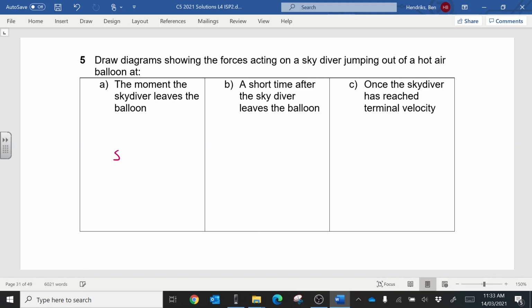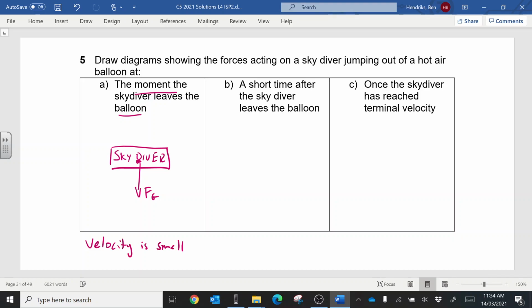So let's draw in our skydiver. Just going to make them a box as well. So we've got our skydiver, and you can be a bit more artistic than me if you feel like it. So we always have our force of gravity, and I like to draw that from the middle. Force of gravity, and the moment it leaves the balloon, the velocity is small.